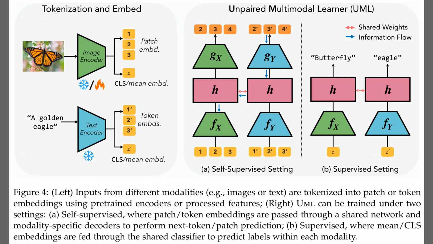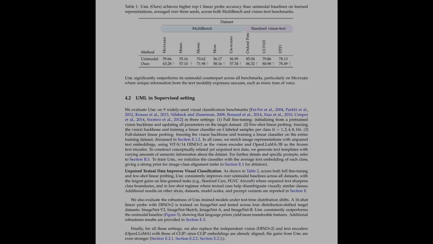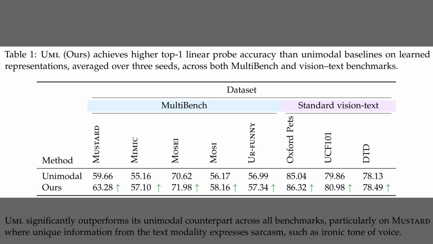Figure 4 presents the mechanics. The full graphic shows how images and text become patch or token embeddings, which then feed a shared head, so gradients from both sides update the same weights. The left panel illustrates tokenization, producing patch embeddings, and a class or mean embedding for each modality. The right side depicts UML in 2 modes, with self-supervised decoders for reconstruction and a supervised shared classifier for labels.